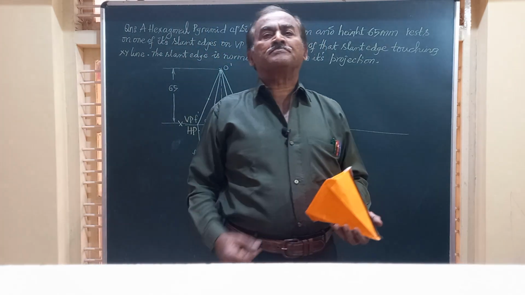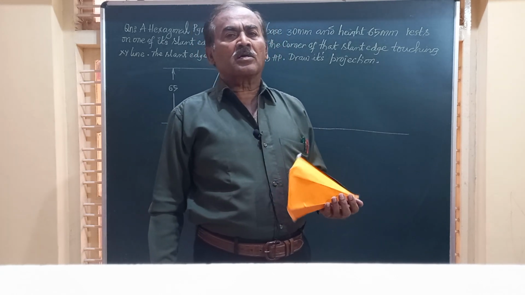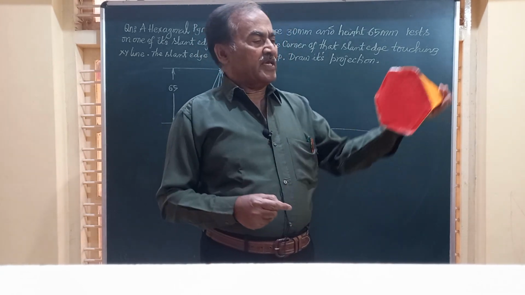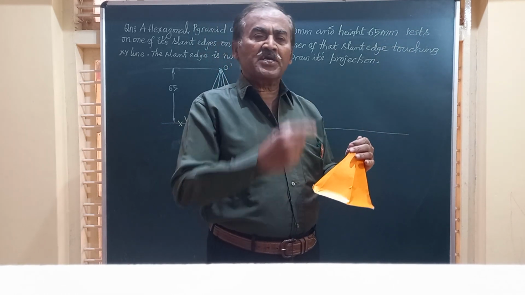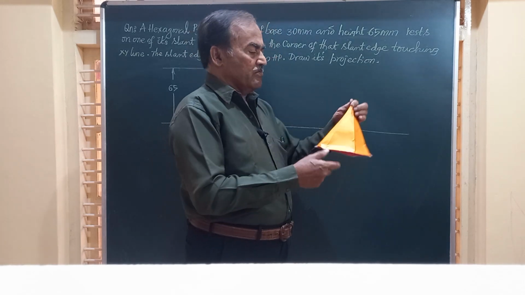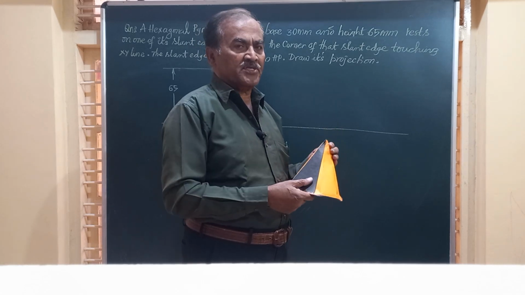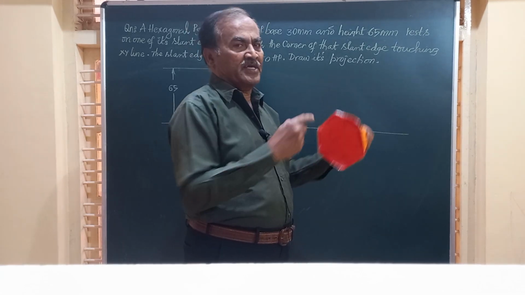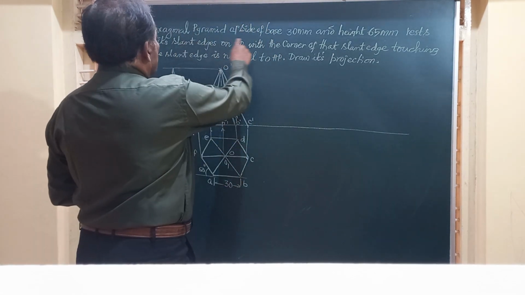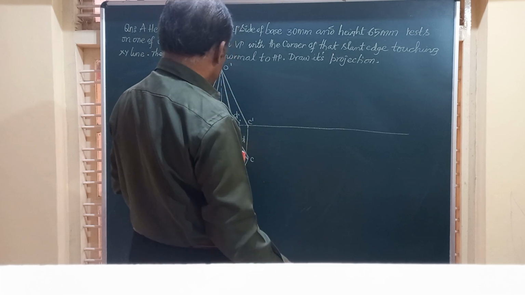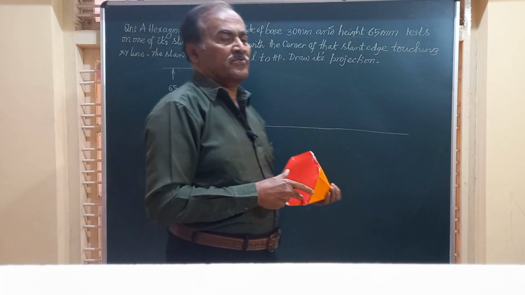Good morning, friends. In this video, we are going to draw the projection of a hexagonal pyramid, which is touching the vertical plane in front of you by one of its slant edges. Friends, you know it has got six slant edges equal to the number of sides of the base. And here, friends, you can see a hexagonal pyramid of side of base 30 mm and height 65 mm rests on one of its slant edges on VP.